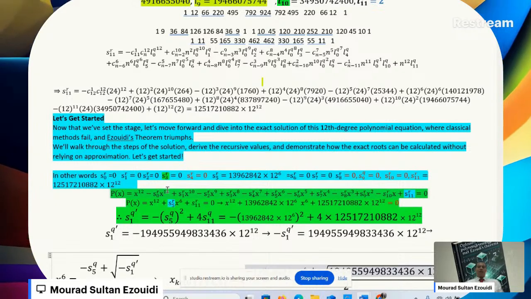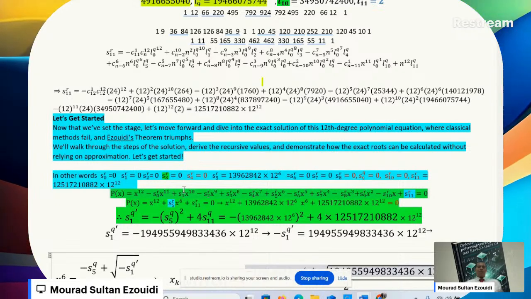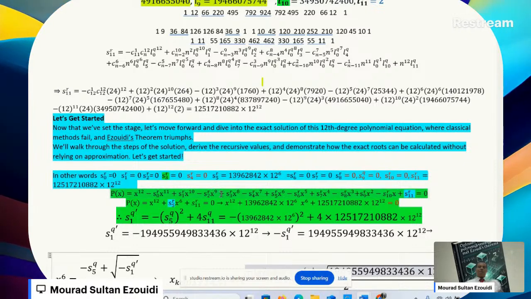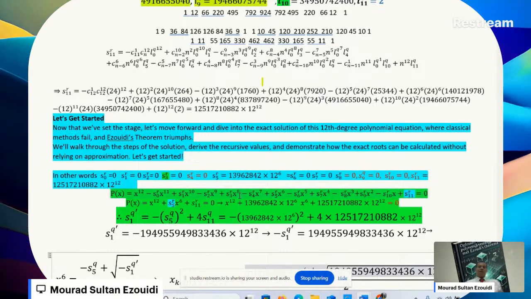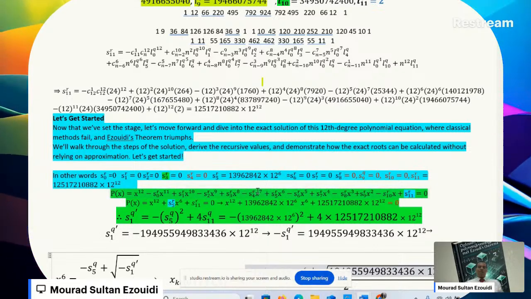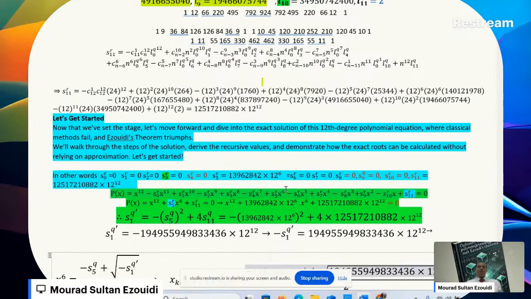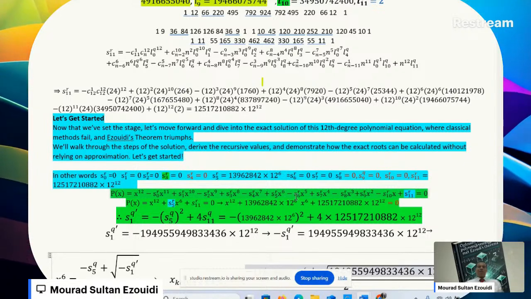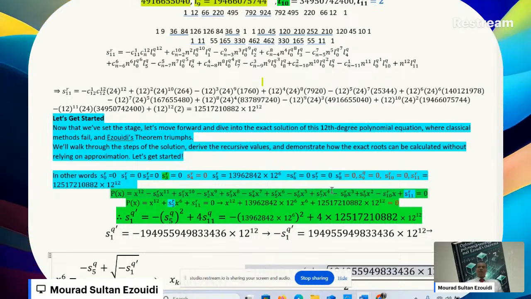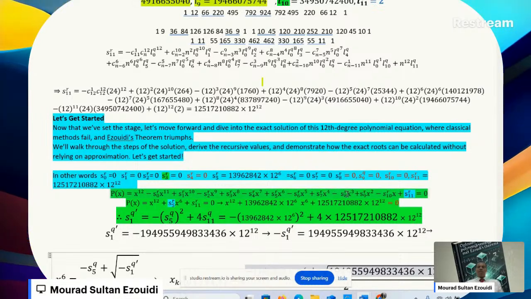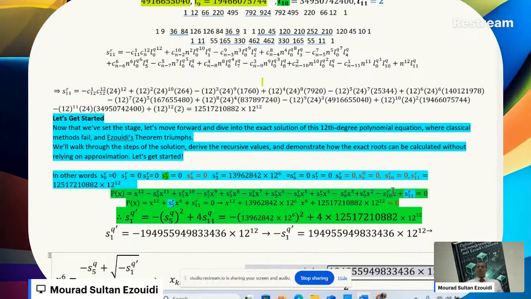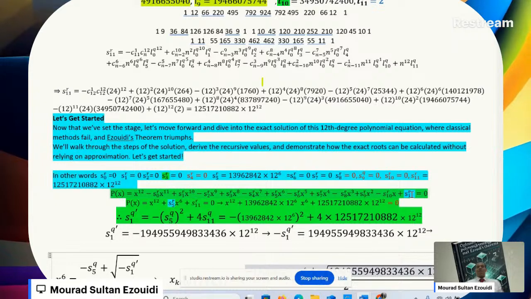minus s0 of order r x raised to the power 11 plus s1 of order r x raised to the power 10 minus s2 of order r x raised to the power 9 plus s3 of order r x raised to the power 8 minus s4 of order r x raised to the power 7 plus s5 of order r x raised to the power 6 minus s6 of order r x raised to the power 5 plus s7 of order r x raised to the power 4 minus s8 of order x cubed plus s9 times x squared minus s10 of order x plus s11.